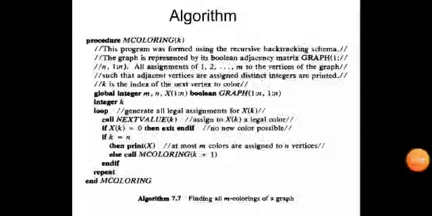Hello students, in this video we are going to discuss the graph coloring algorithm using the backtracking technique. This is an algorithm taken from Sahani's book. In this particular algorithm, two functions are used. First is M coloring and second is next value. So these two functions we are going to discuss in this algorithm.